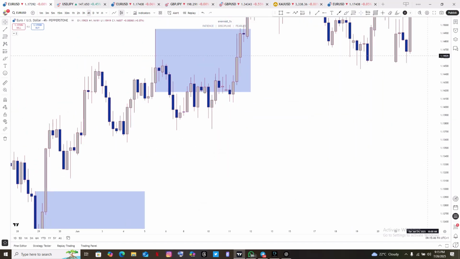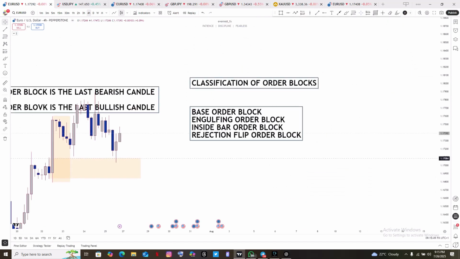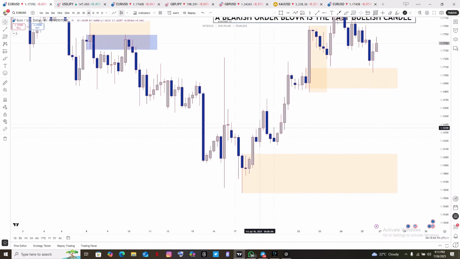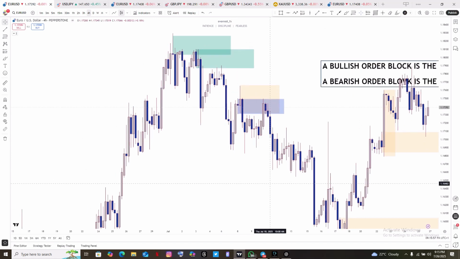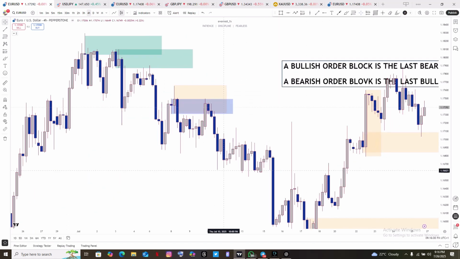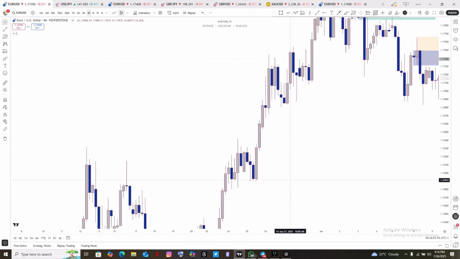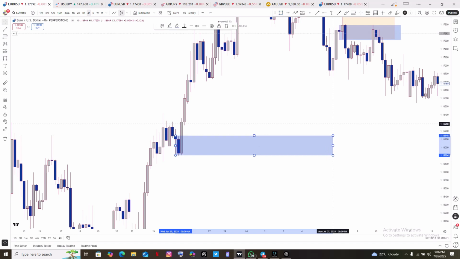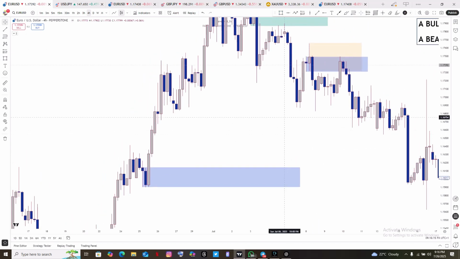Okay, so we are going to talk about the last one, which is the rejection flip. That will be more of the advanced, but I'll still talk about it. The rejection flip order block. Now, the rejection flip order blocks are usually the order blocks you just find at the roadside. Most of the time, markets use the rejection flip order block as a roadblock for retracements to continue a trend. Now, you cannot say that this is not an order block. It is an order block.